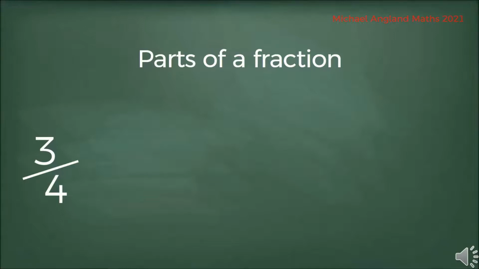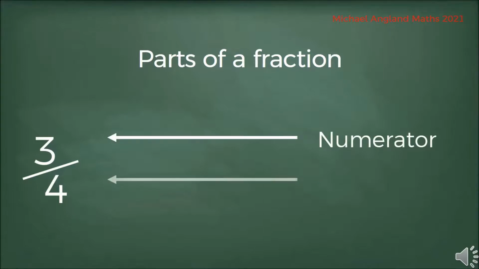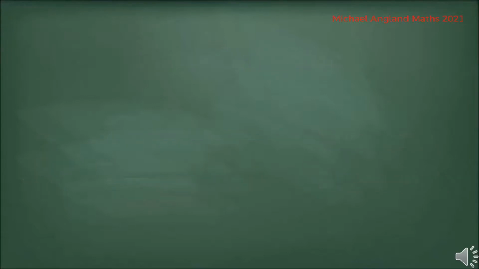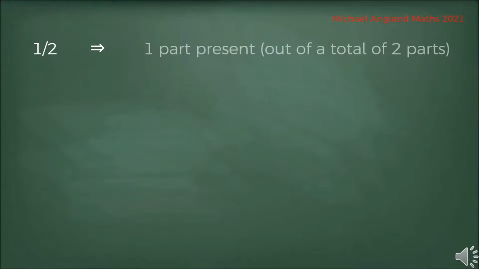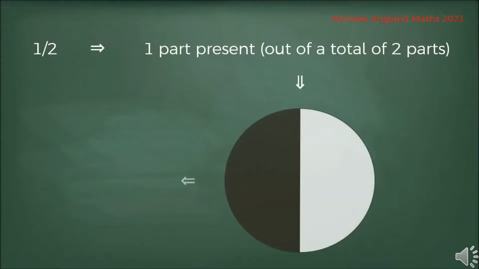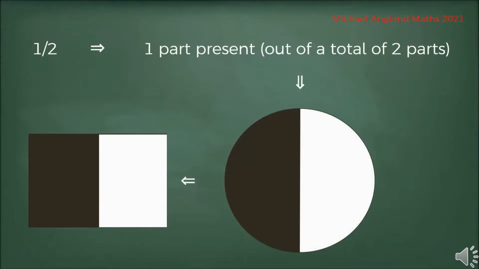Okay, so let's have a look at the parts of a fraction. The top is called the numerator and the bottom is called the denominator. Okay, let's have a look at another simple example. Suppose we take the fraction 1/2. It means 1 part present out of a total of 2 parts, which can be expressed as half a circle or half a rectangle.